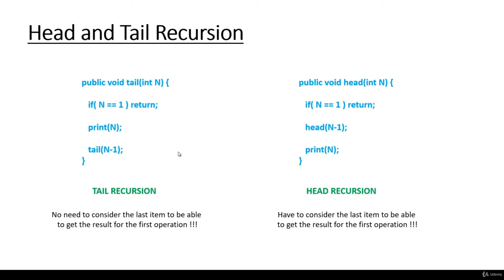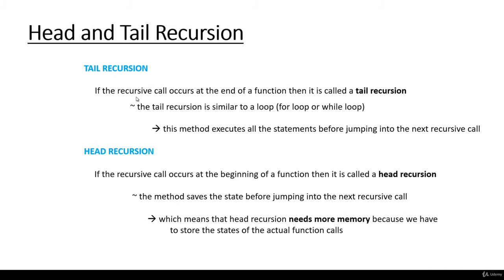Okay, so let's take a look at tail recursion and head recursion. As you can see, because both of these cases are recursive function calls, this is why we have to define the base cases. So if n is equal to 1, then we return. And as far as tail recursion is concerned, first we do the operation. In this case, we just print out the value of n, and the last statement of the function is the recursive function call. So this is tail recursion, where there is no need to consider the last item to be able to get the result for the first operation. This is what we have been talking about, that the recursive call occurs at the end of the function.